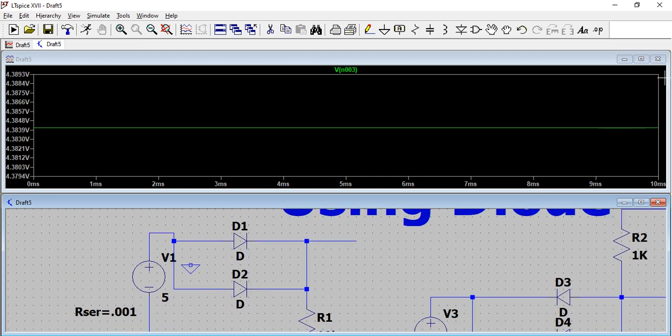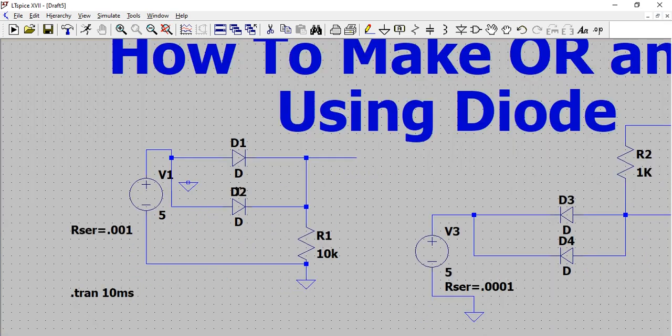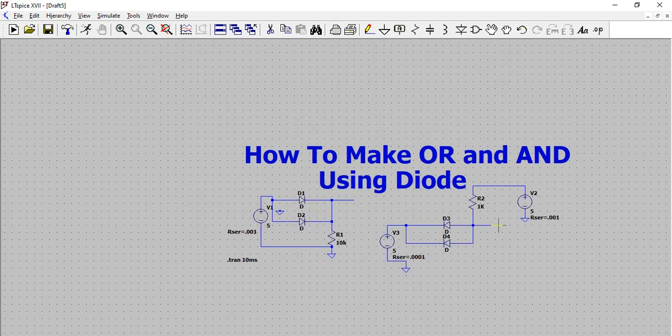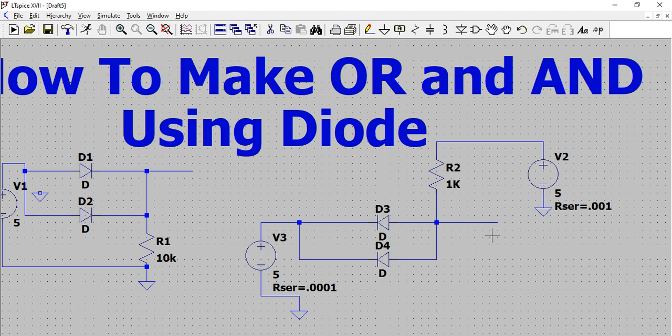Okay, so like this we can make the OR gate. Okay, now we talk about the AND gate. So this is the AND gate. So what is the theory of the AND gate? When both inputs are high, we will get the output high. This is the theory. When any of the inputs is low, the output will be low. So if we make both inputs high, we will get the output here.